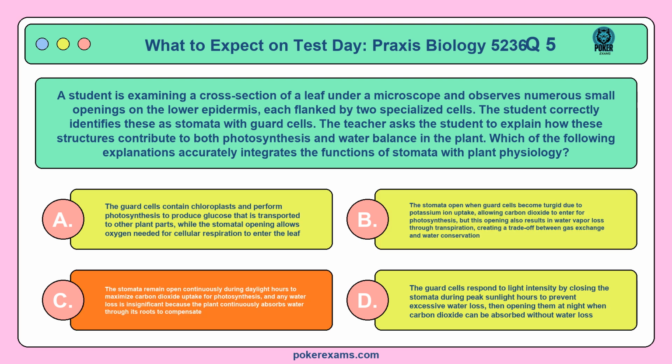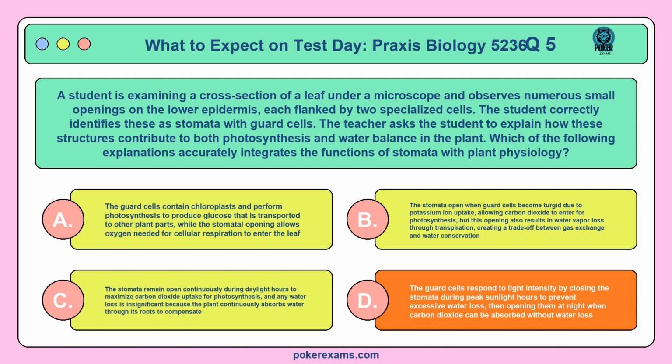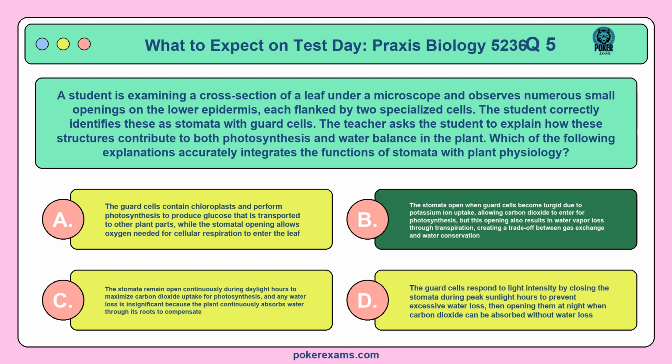C. The stomata remain open continuously during daylight hours to maximize carbon dioxide uptake for photosynthesis, and any water loss is insignificant because the plant continuously absorbs water through its roots to compensate. Or D. The guard cells respond to light intensity by closing the stomata during peak sunlight hours to prevent excessive water loss, then opening them at night when carbon dioxide can be absorbed without water loss. The correct answer is B.